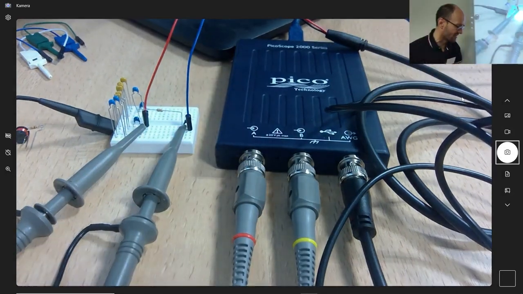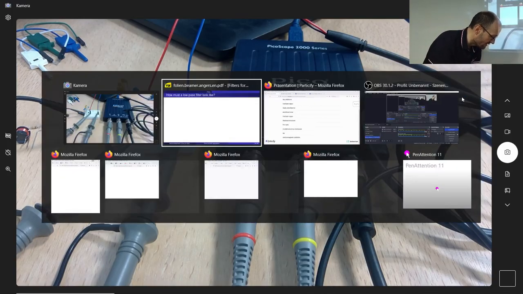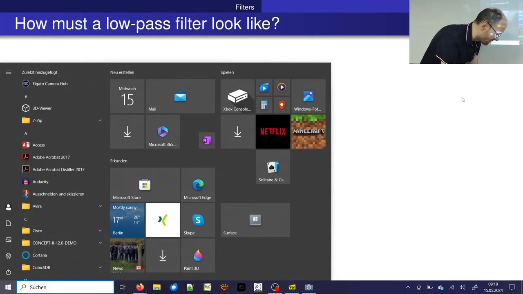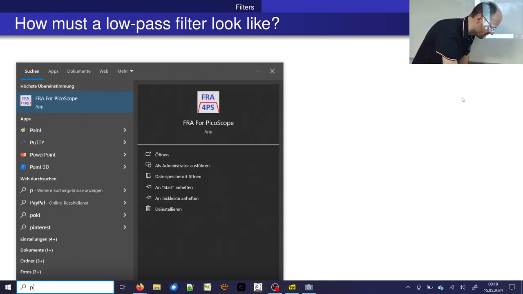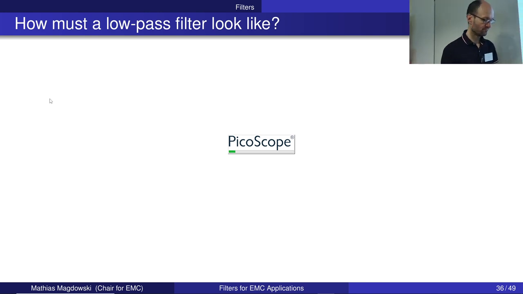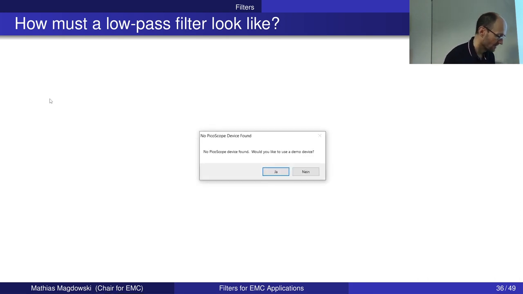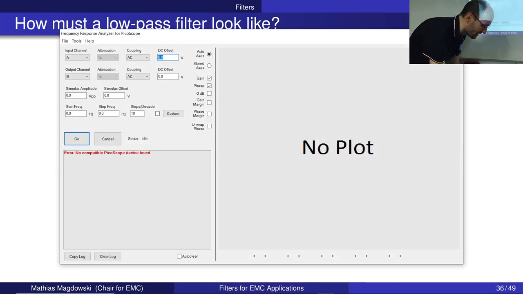Okay, and so now we have a source, we have input, we have output connected. And now I need to have a second software, which is called the FRA, Frequency Response Analyzer for the Picoscope. And it's loading. And hopefully finding the instrument. Ah, okay. And it's not finding it because I have not yet connected it.